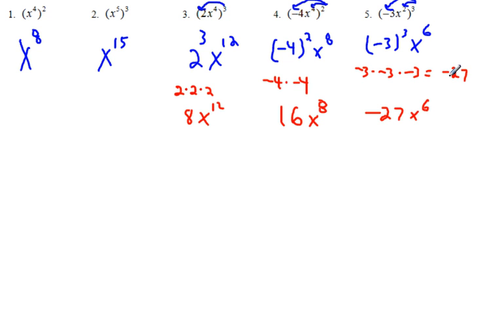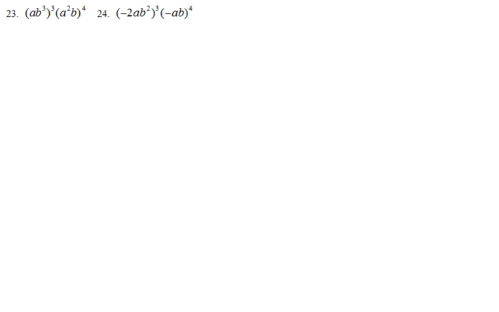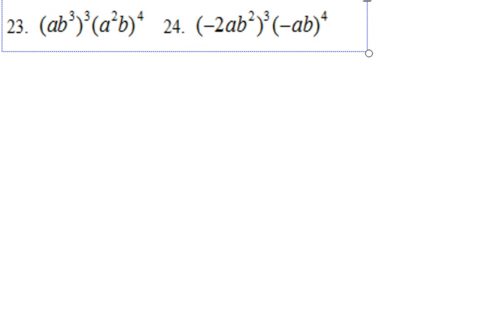So the coefficients, the big numbers, we're still taking to whatever power it asks us. The little numbers, the exponents, we multiply. Let's look at some harder ones. How do we do something like this? Let's take a look. Make this a little bigger here for us.